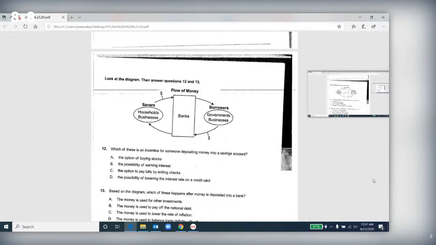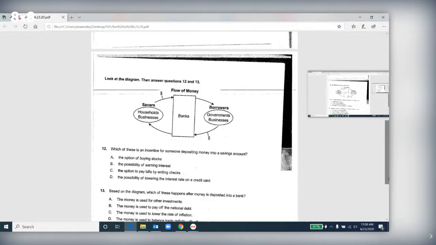Okay, so the next one says, based on the diagram, which of these happens after money is deposited in the bank? So two things happen, because you can see the bank's in the middle, and there's arrows going out both ways. Okay. It says the money is used for other investments, and that would be the top. That goes to the borrowers for government and businesses. So that's basically when you start a business, it's like an investment. You're investing in your business. So that one might be a good one.